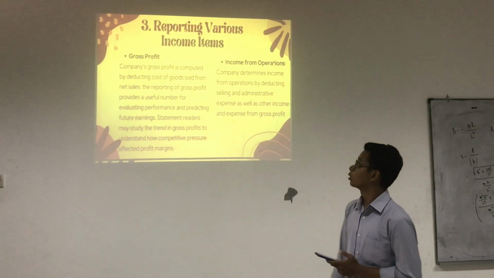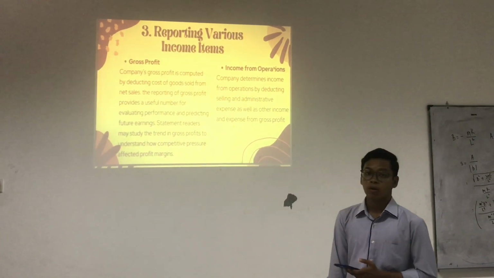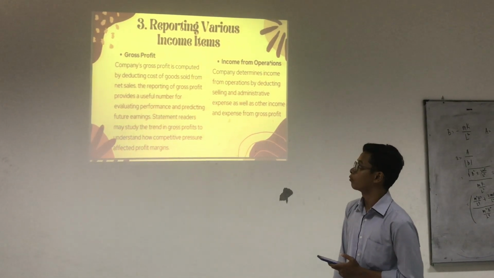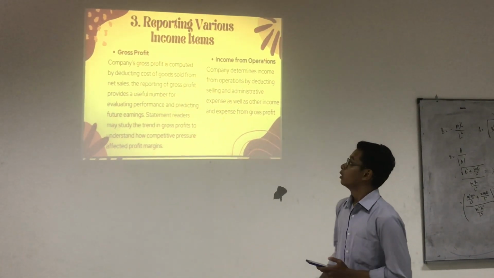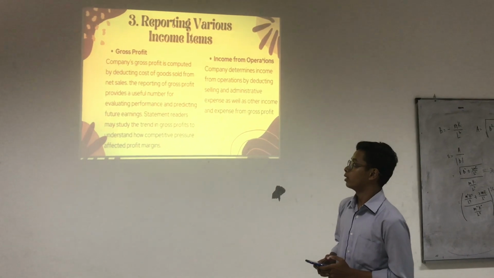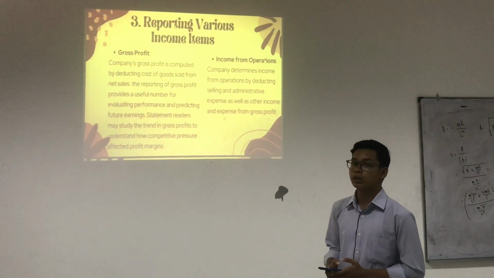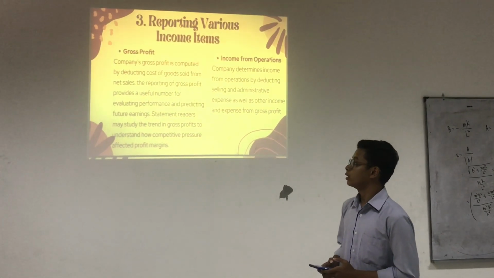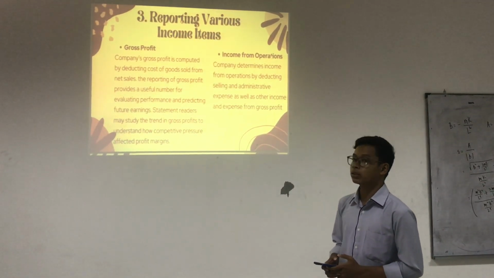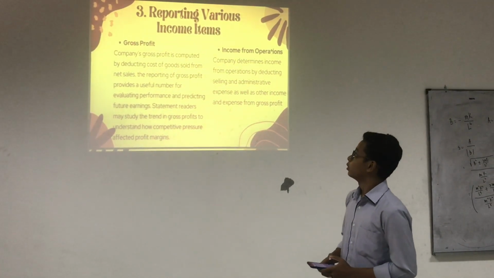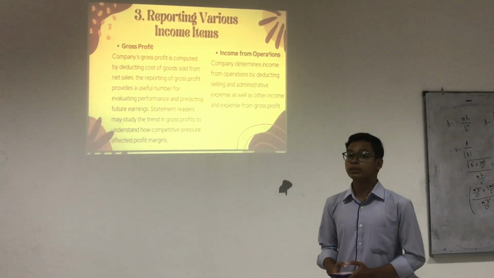We're going to talk about the gross profit and income from operation. Company gross profit is computed by deducting cost of goods sold from net sales. The reporting of gross profit provides a useful number for evaluating performance and predicting future earnings. Several readers may study the trends in gross profit to understand how competitive pressure affected profit margins.